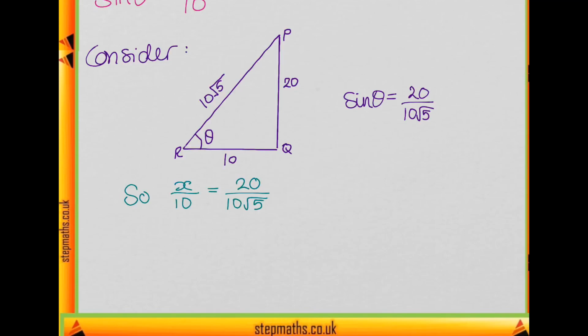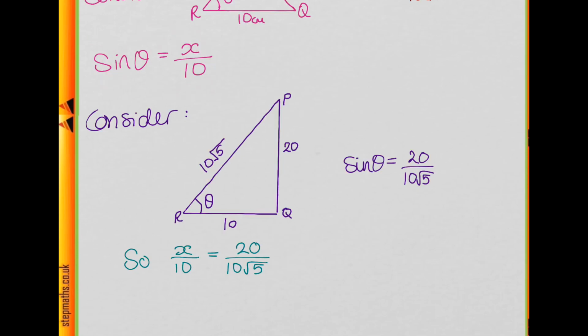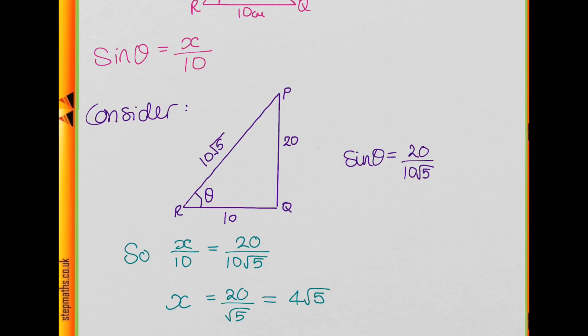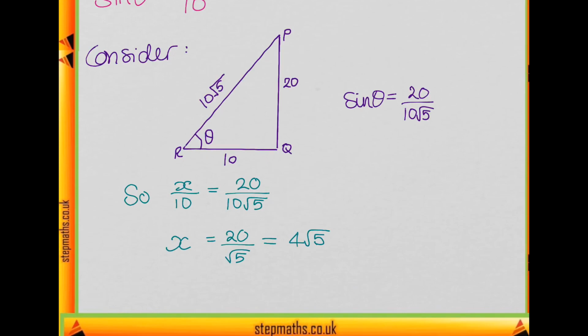So we can solve this because we know that here sine theta is equal to x over 10, and here sine theta is equal to 20 over 10 root 5. So because we've got the same theta in each case, we can equate these two things. So x over 10 equals 20 over 10 root 5. And we can now solve for x to get that x is equal to 4 root 5. So our answer is E.